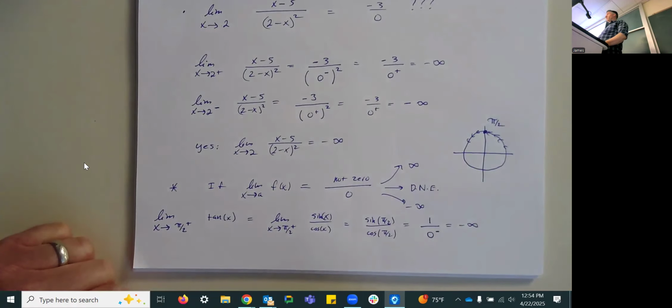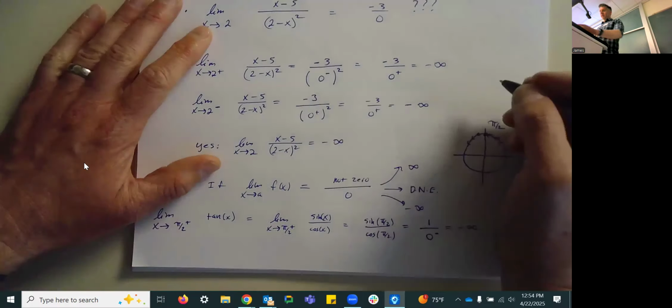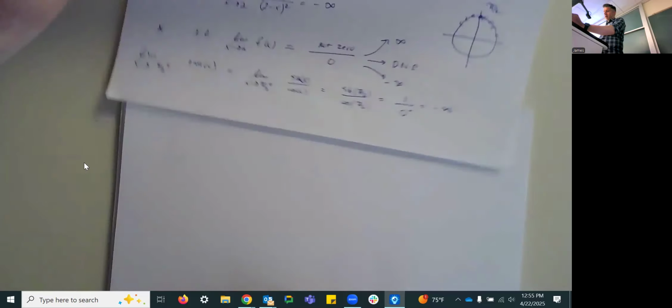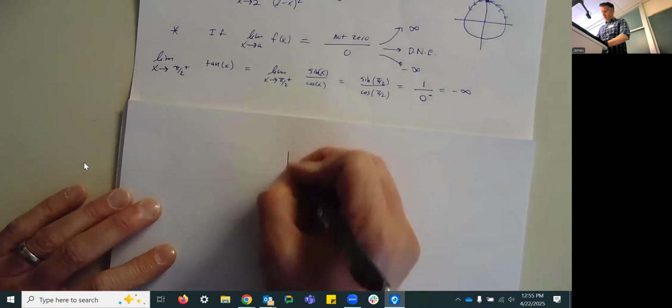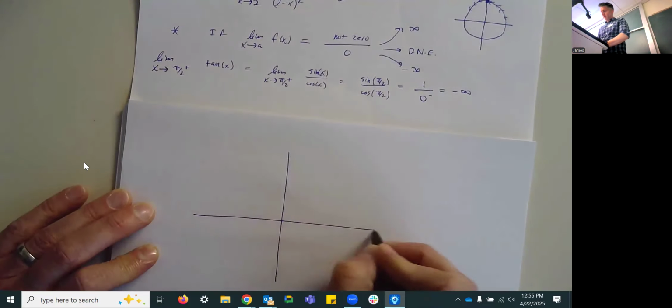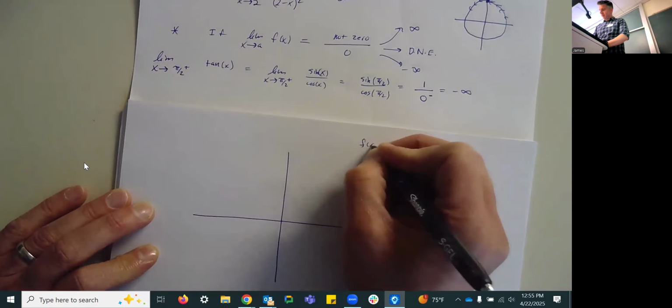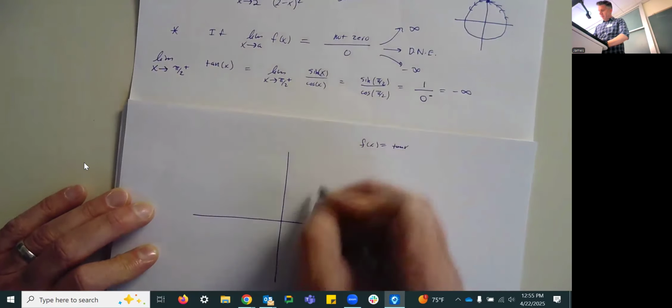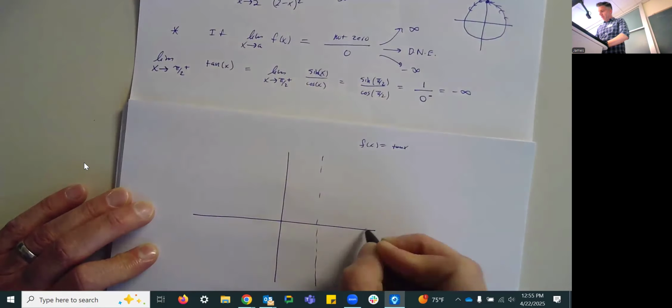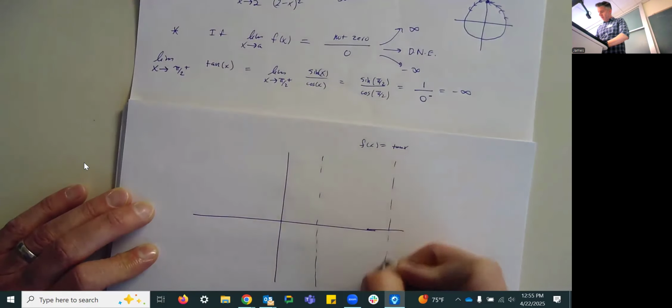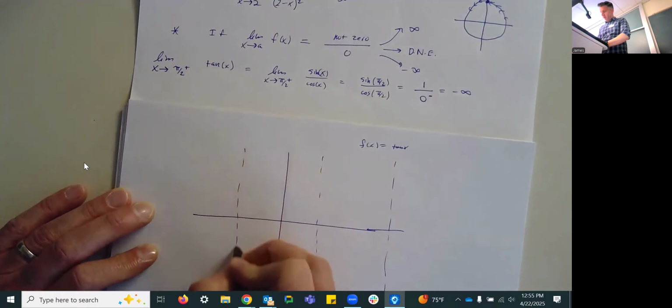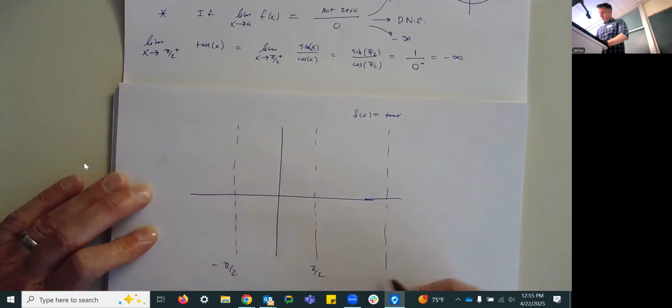I would also point out that if you look at the graph of tangent of x, you do get vertical asymptotes at pi over 2. Never have enough room to throw in a graph here, sorry. So just for more context here, the graph of tangent of x has vertical asymptotes at pi over 2 and at 3 pi over 2 and at negative pi over 2, and looks a bit like this.